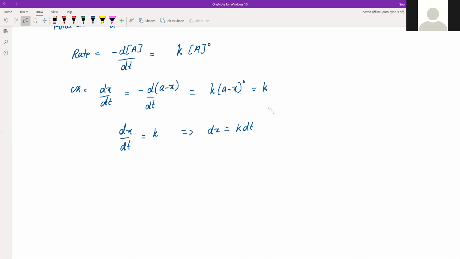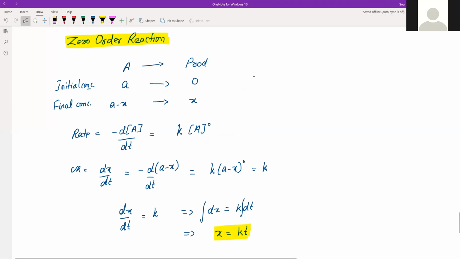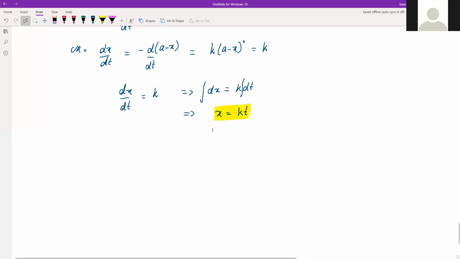Right? Or we can say, by integrating, x is equal to K t. Right? So this is the expression we get at the end of integrating this. So that is for zero order reaction.